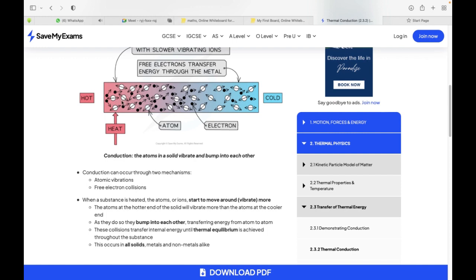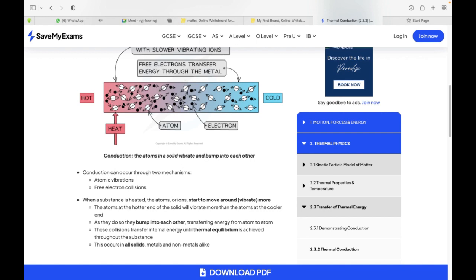So there are two methods by which the heat energy is transferred in a metal. One is by atomic vibration. The atoms vibrate and touch each other. The heat this one gets, it gives to the next as it touches it. The heat the next one gets, it gives to the following one as it touches it. So that's one way by which the heat energy is transferred in a metal. Another way by which the heat energy is transferred in a metal is by free electron collision.